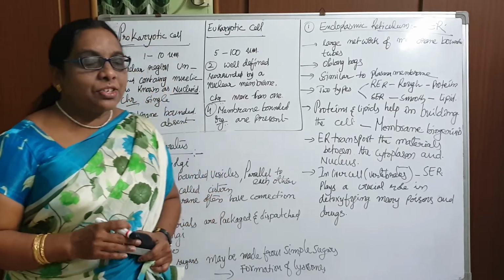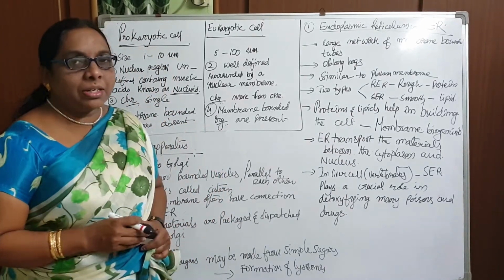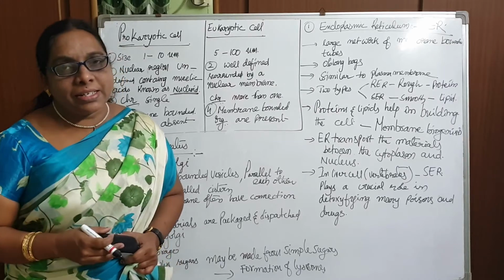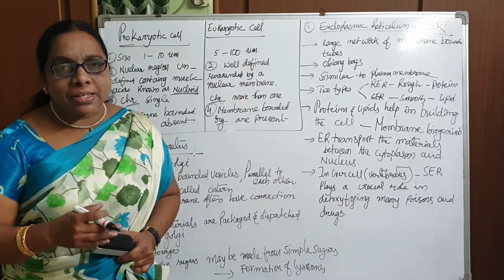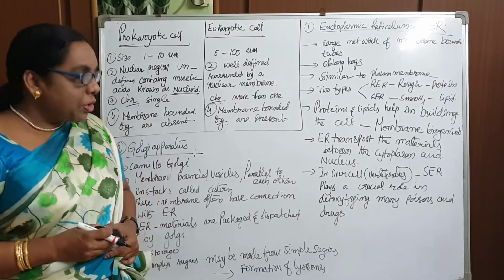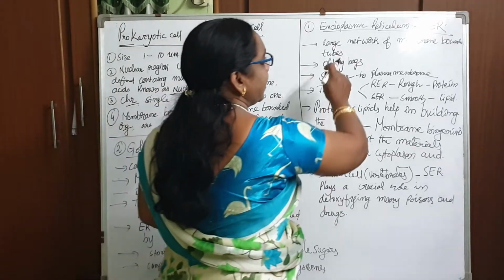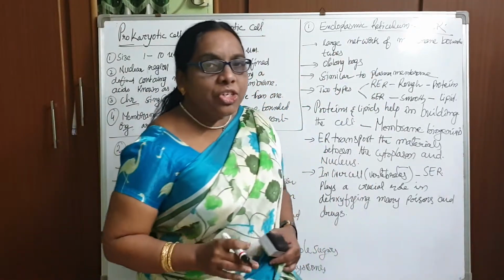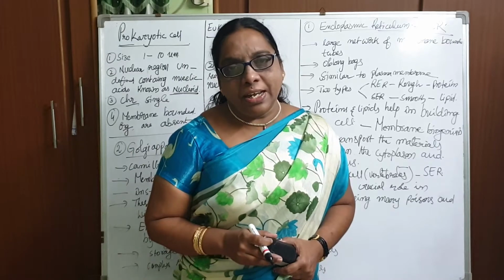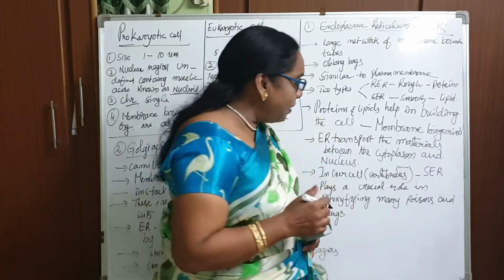Okay, children, that's all about these 3 main organelles. Now we'll study the secondary organelles which are present inside the cytoplasm. The first organelle is the endoplasmic reticulum, in short ER.